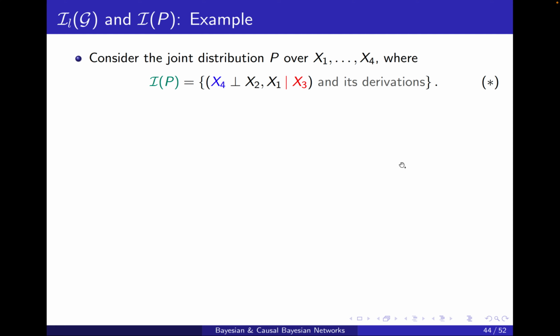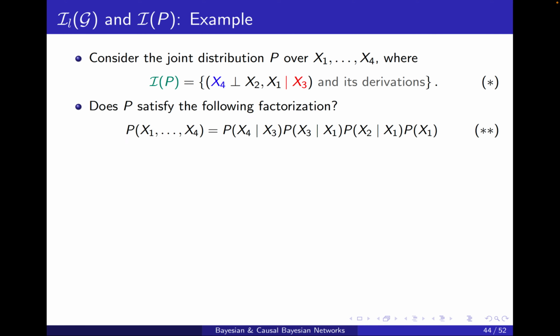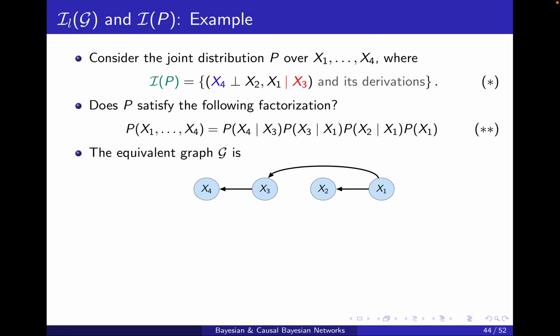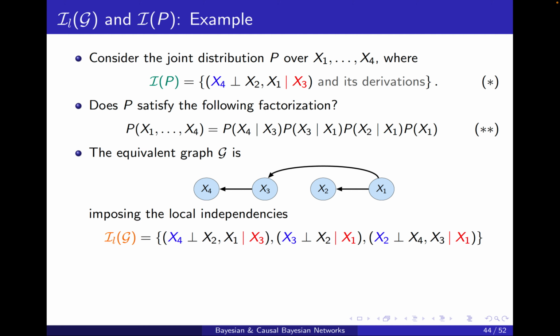Another example, the same P, but this time the factorization is different, and if you draw the graph, you will see that it's quite sparse compared to the previous one. X1 is there, X2 is there. For X3, the only parent is X1. For X4, the only parent is X3. Now, what are the local independencies? Well, for X1, we can see that it doesn't have any parents, and all the other ones will be its descendants, so nothing for that.